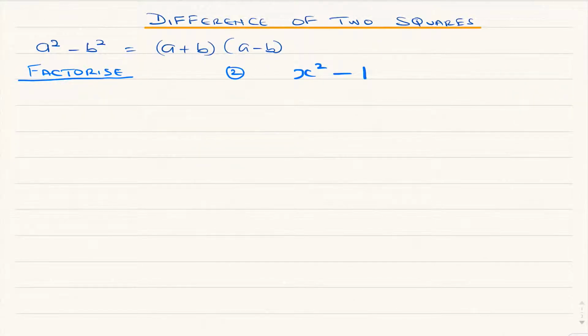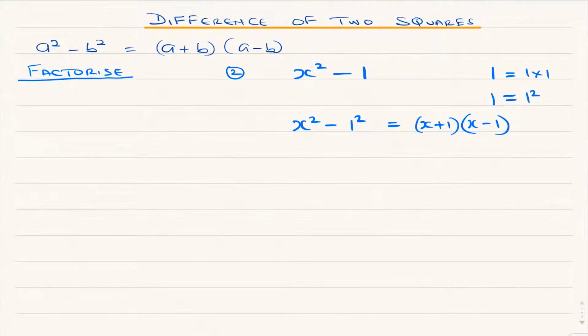Example 2. x squared minus 1. Well, 1 is equal to 1 times 1, and that will give us 1 squared. So we can write 1 as 1 squared, and so we write x squared minus 1 squared. And that will give us x plus 1, x minus 1. So those are the factors of x squared minus 1. They are x plus 1 and x minus 1. Difference of two squares.